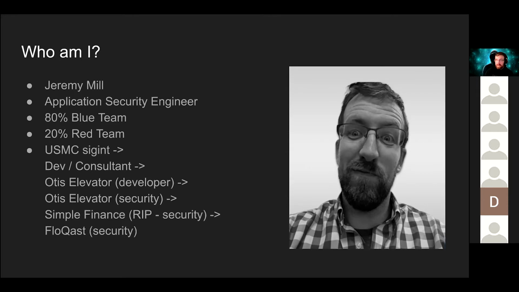How I got here is its own interesting story. But I was SIGINT in the Marine Corps. Then I became a developer / consultant. I was also a sysadmin in there somewhere too. Then I worked at Otis Elevator as a developer. Then I moved full-time to security. Then I worked at Simple, RIP, they got shut down, also in security. And now I'm at Flowcast. So I've found a bit of a niche in the fintech world, which is cool because it's really fast paced. And I love the fact that the bad guys are real, right? They're present and they're attacking you in a very realistic way all the time.